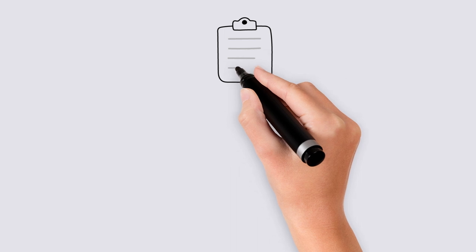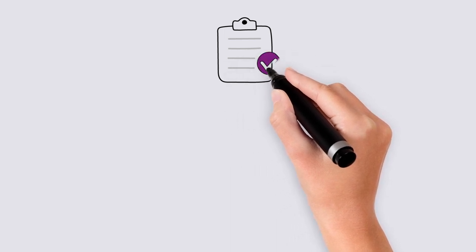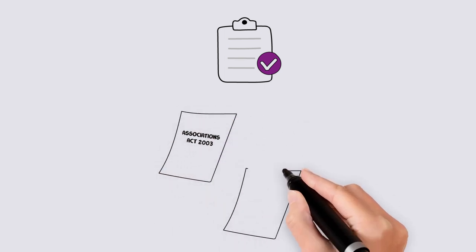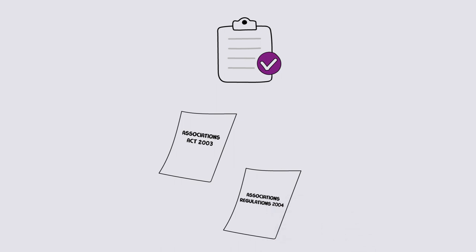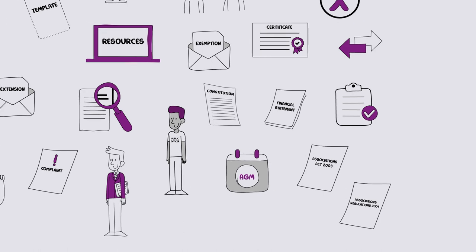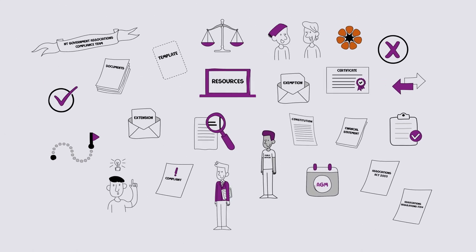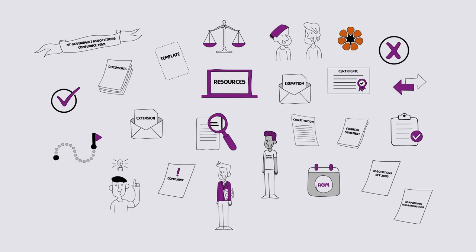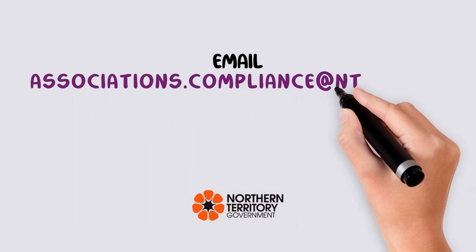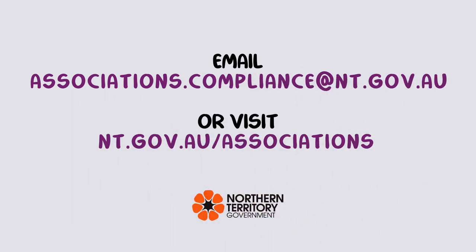The NT Government Association's compliance team administers the following legislation: Associations Act 2003 and Associations Regulations 2004. For more information on starting an association and becoming incorporated, please keep watching or chat to the association's compliance team at associations.compliance@nt.gov.au. Visit www.nt.gov.au/associations.